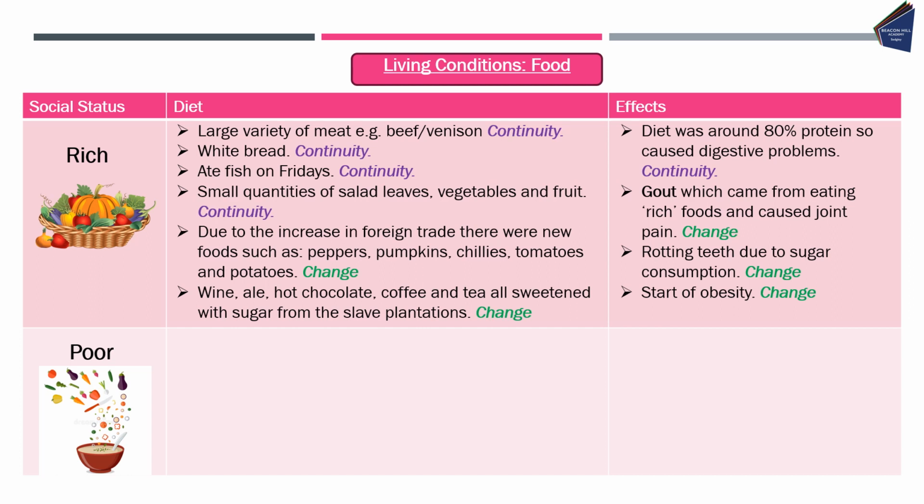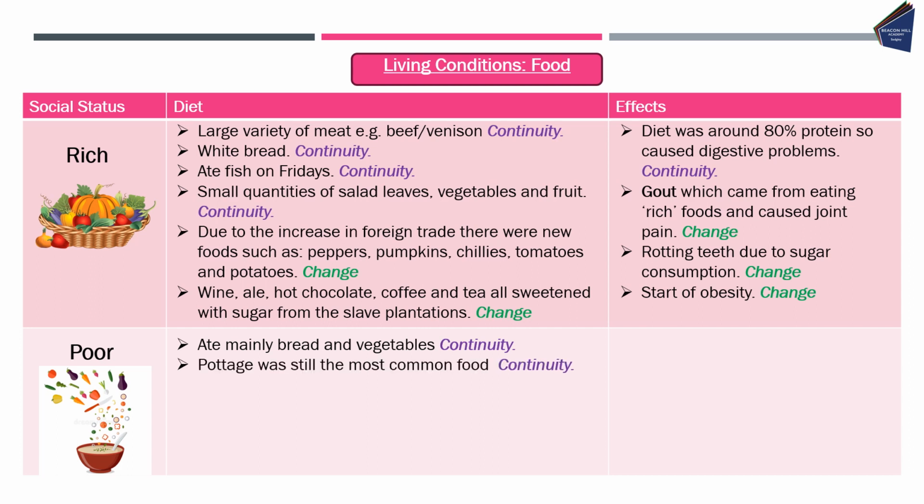So it is the start of obesity, which comes from an increase in the amount of sugar that is being consumed. In comparison, we have the poor. So they were still eating mainly bread and vegetables, which is continuity from medieval. Remember, they tended to eat that rye bread. We have pottage as still being the most common food, which is that vegetable stew.